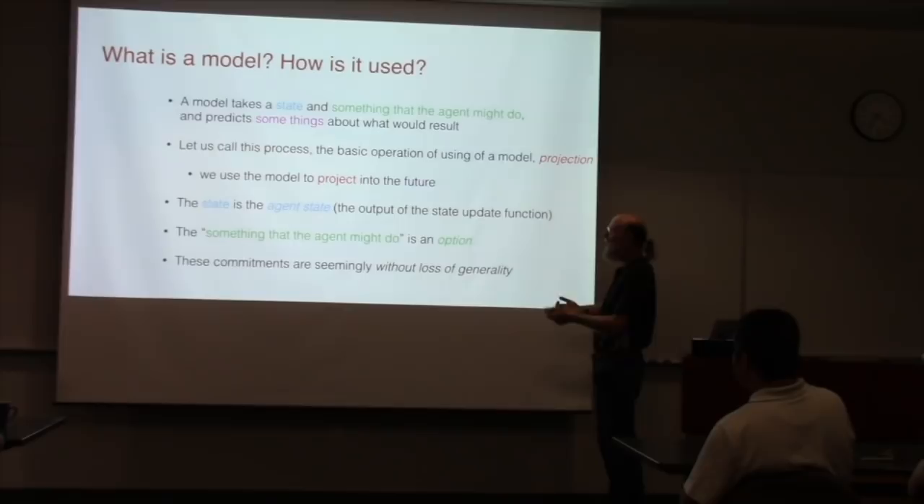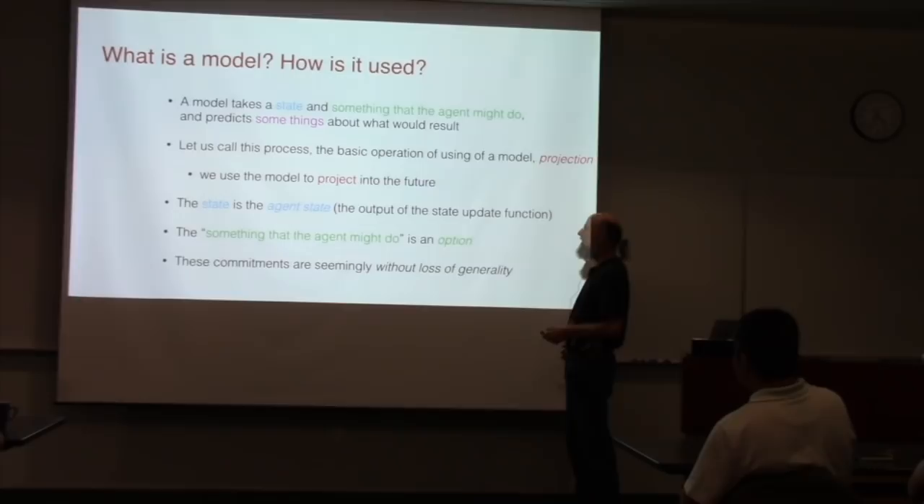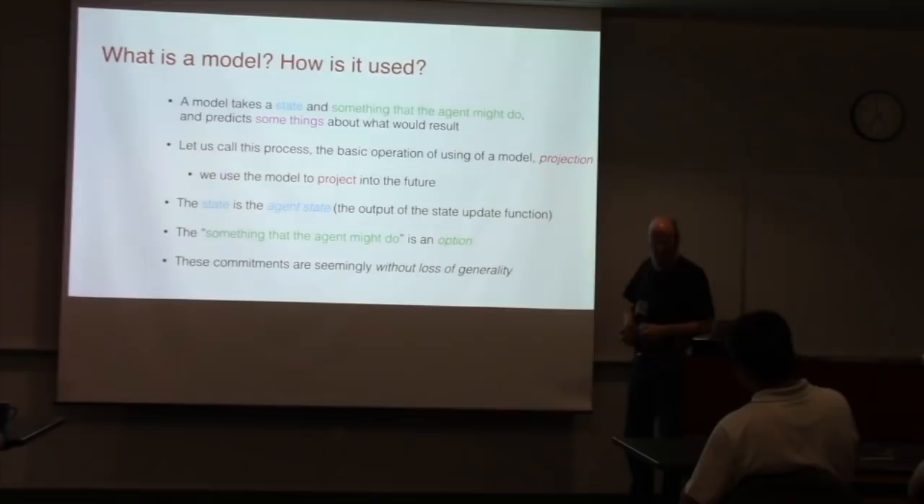We look ahead. The state, of course, is the agent state, which is the output of the state update function. The something that the agent might do is going to be an option. An option is a policy and a termination condition, temporally extended. And so these commitments, I think we can do with, we haven't really lost anything by making these small commitments. Okay, so now we go further.